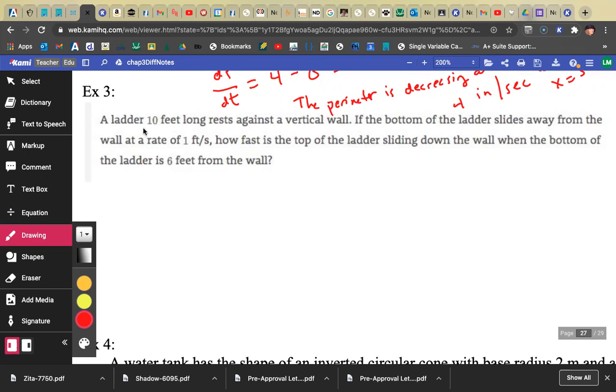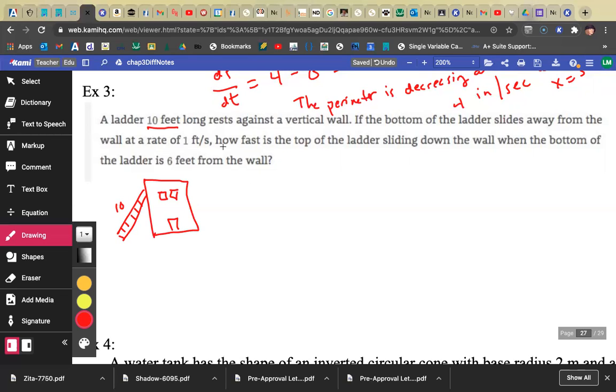So a ladder 10 feet long, so this is not changing, okay? The ladder is 10 feet long and it rests against a vertical wall. So I'm just gonna draw like a little house here. Here's the house, let's say. And this is the vertical wall. And I've got a ladder, and it's 10 feet long, it's leaning against it. So again, pictures in math are crucial. They really are helpful to see what's happening.